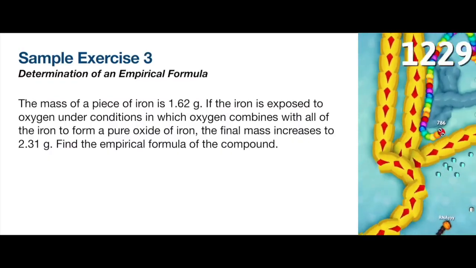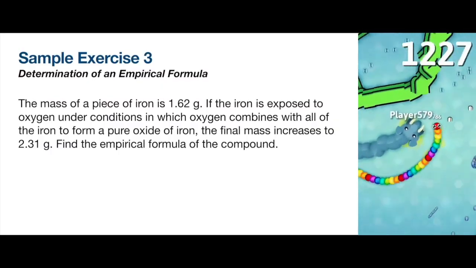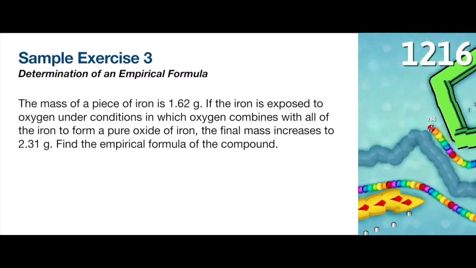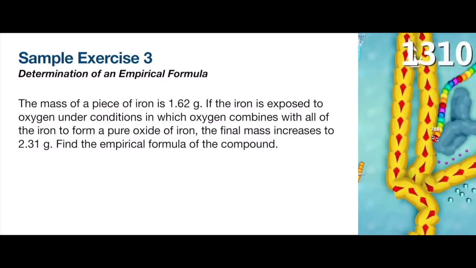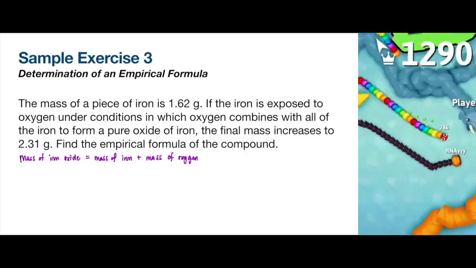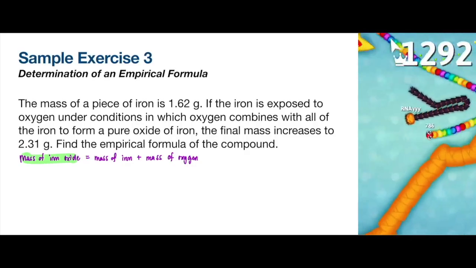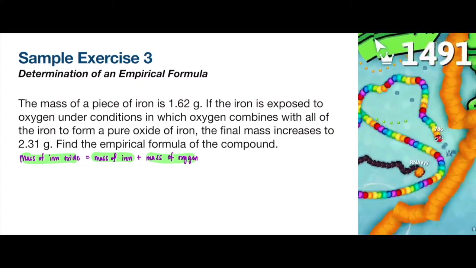So again, we must think that we need to know the masses of the elements in the compound, and those are not directly given in the problem statement. This time, you must determine one mass from the data. The number of grams of iron in the final compound is the same as the number of grams from the start. The rest is just oxygen.